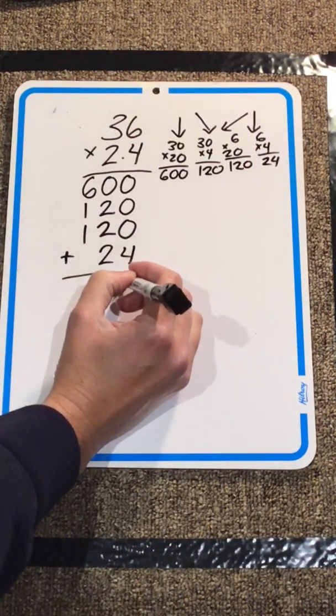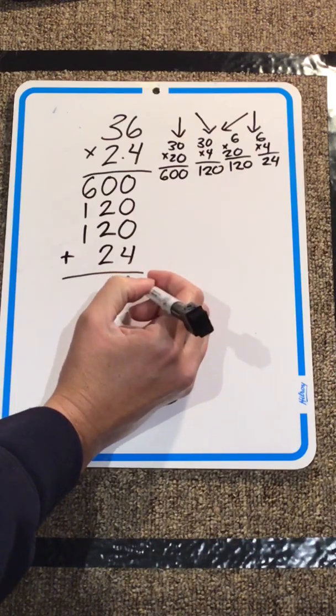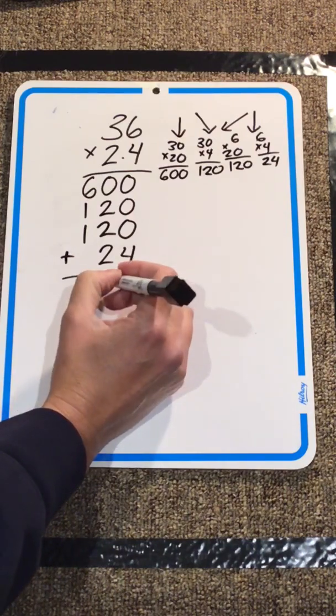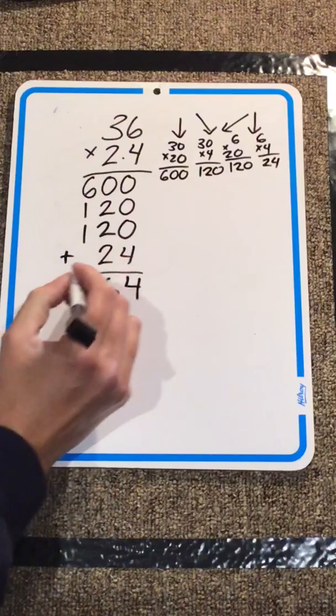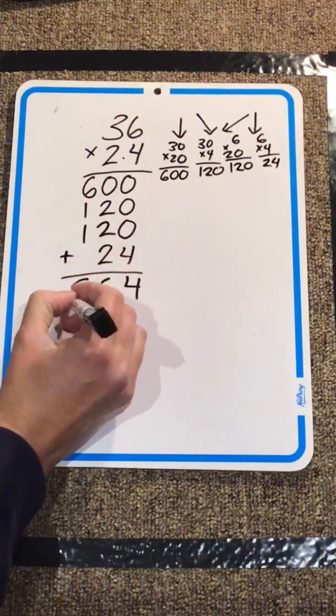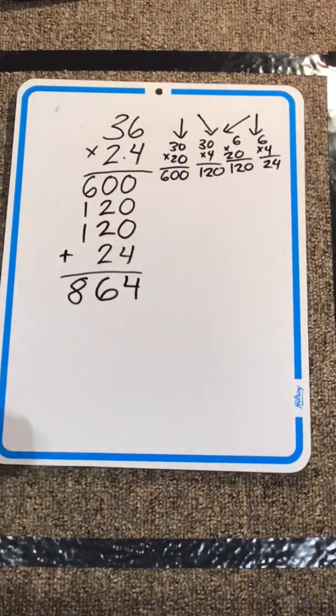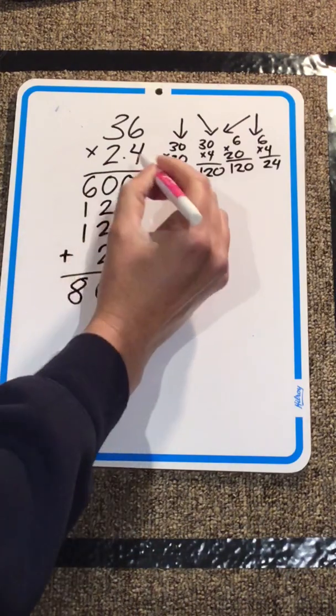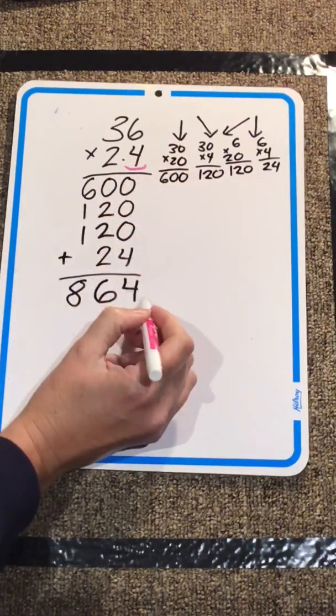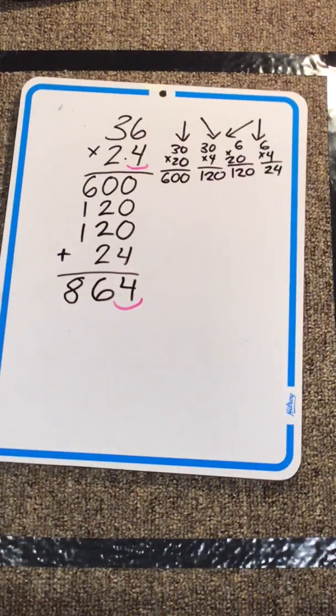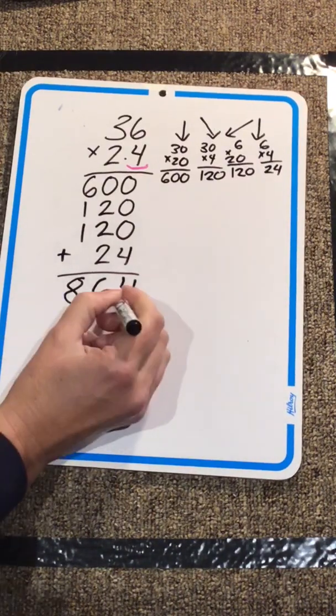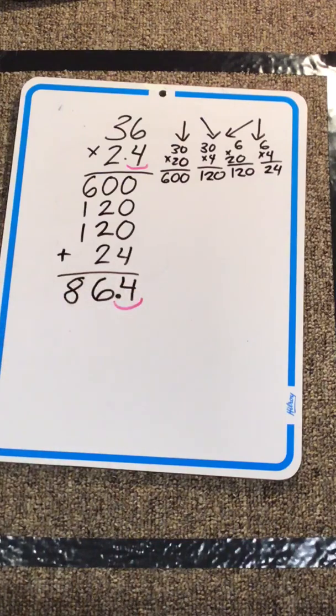0 plus 0 plus 0 plus 4 gives me 4. 0 plus 2 plus 2 plus 2 gives me 6. 6 plus 1 plus 1 gives me 8. Last thing I need to do, the decimal hop. Hopping once here, hopping once here. So my decimal is going to go right here. So 36 times 2.4, the answer would be 86.4.